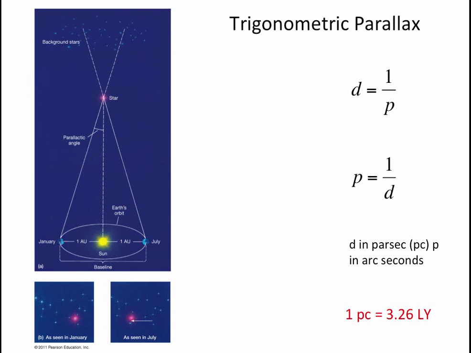So the parallax of a star, we can use it to determine the distance if we measure the parallax in arc seconds, and if we want the distance in parsecs, then the distance is 1 divided by the parallax angle. So for example, if we see a star that had a parallax of 2 arc seconds, its distance would be 1 divided by 2, or 1/2 parsecs.